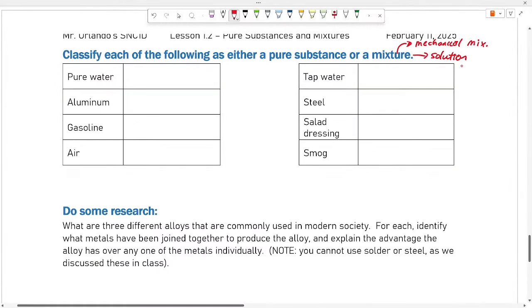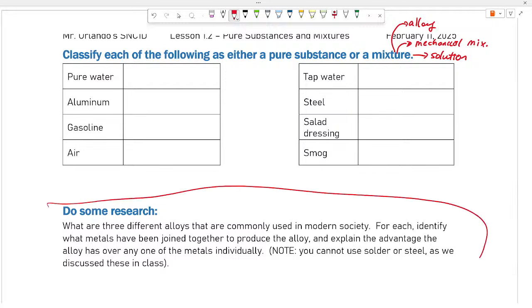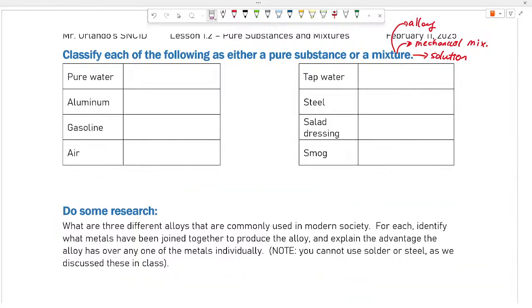I guess we could also add alloy to the mix. You want to tell me if it's an alloy, which is a type of solution, but we can consider it differently. And then there's a little bit of research you can do there.